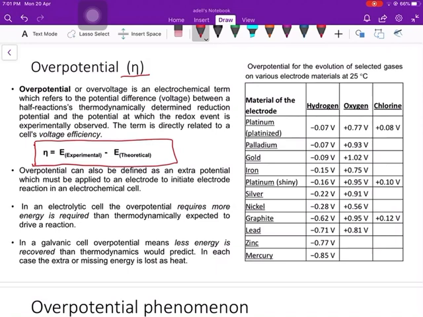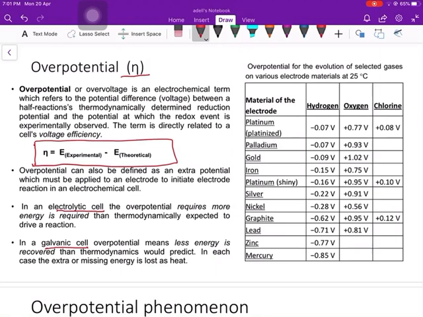In an electrolytic cell, the overpotential requires more energy than the expected cell voltage. But for a galvanic cell, overpotential means that less energy is recovered or generated by the galvanic cell. So in both cases, either more energy is required or less energy is recovered, due to the loss of energy in terms of heat loss.